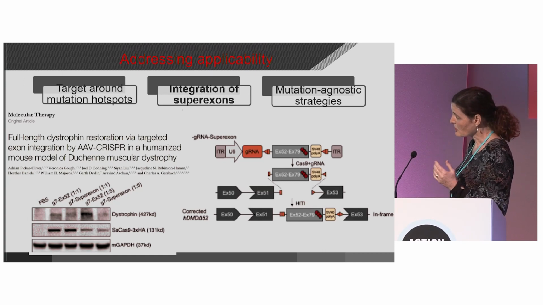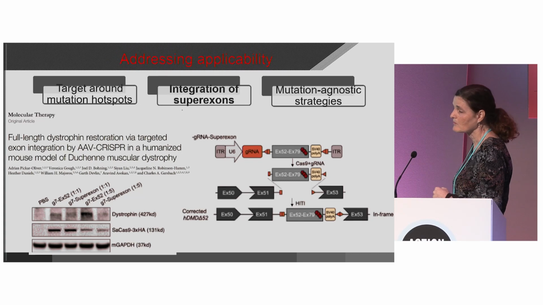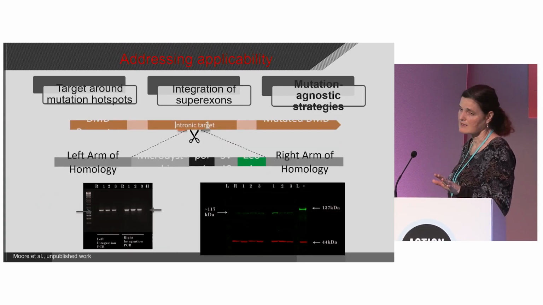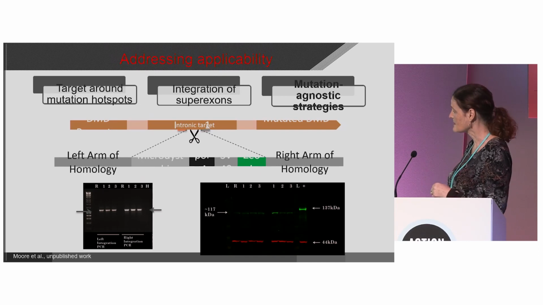And Charles was able to show that he can actually get dystrophin. This is the protein. On these two here, it's the superexon insertion. We are getting protein expressed, but again, it was really, really low efficiency. So there's much work that needs to be done to improve that.